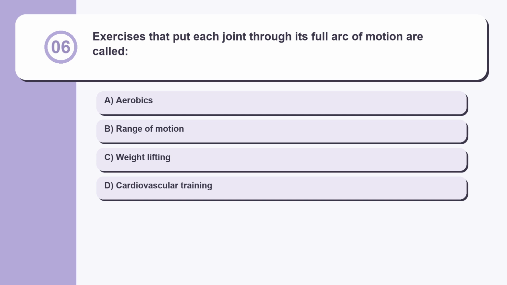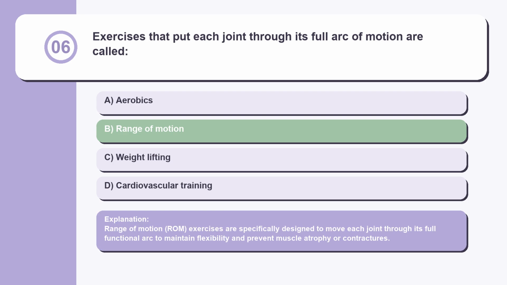Question 6. Exercises that put each joint through its full arc of motion are called aerobics, range of motion, weight lifting, cardiovascular training. Range of motion, ROM, exercises are specifically designed to move each joint through its full functional arc to maintain flexibility and prevent muscle atrophy or contractures.